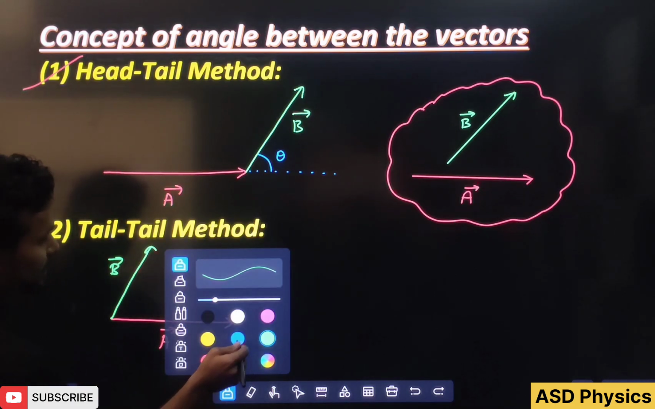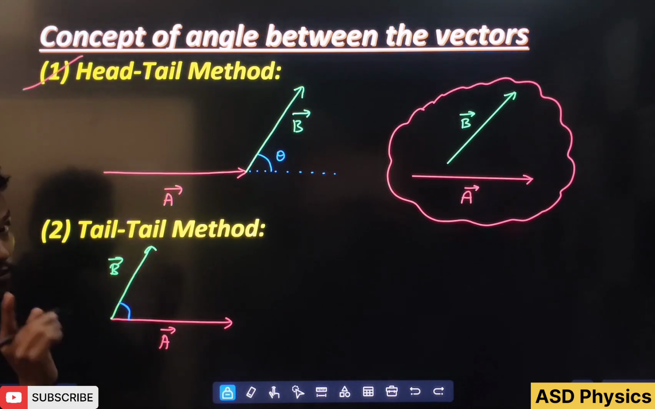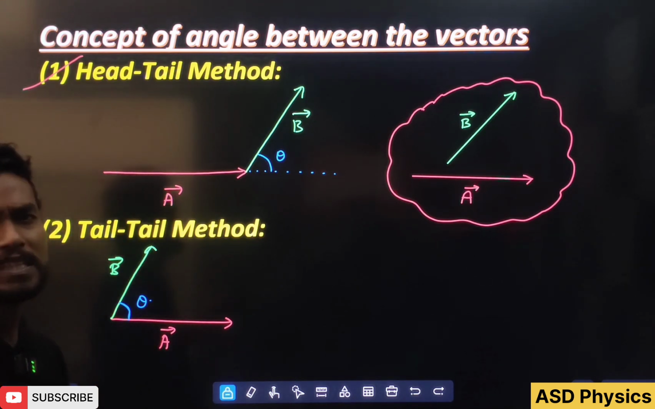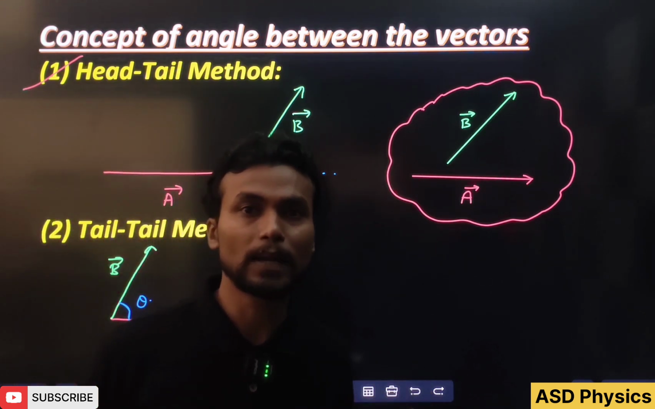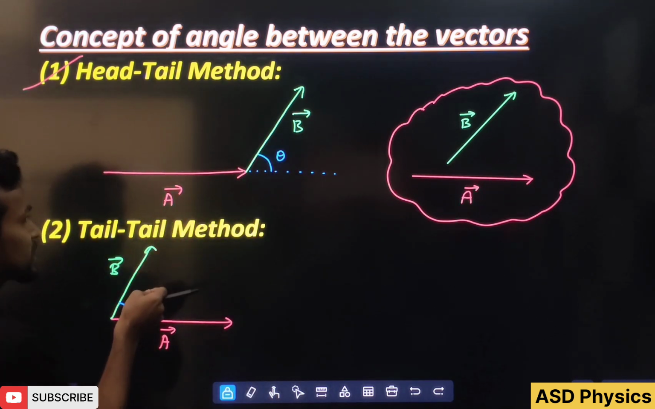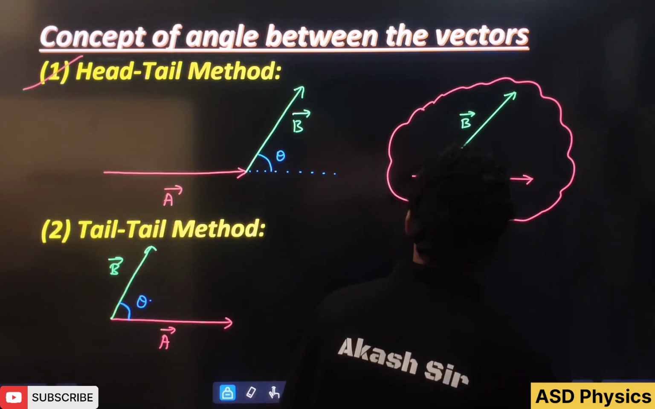Here students, when the tail and tail are coinciding, this is the smaller angle. See, on this side also an angle is there, but this is a bigger angle. But we have to take the smaller angle. So here the angle between vector A and vector B will be theta. You draw by any method, the value of the angle will not change. So here also let's take 30 degrees. Here also it will come 30 degrees only. Okay. So we have seen the head to tail method and the tail to tail method. After that, next one, let's see here.